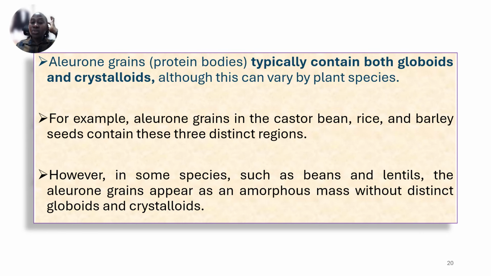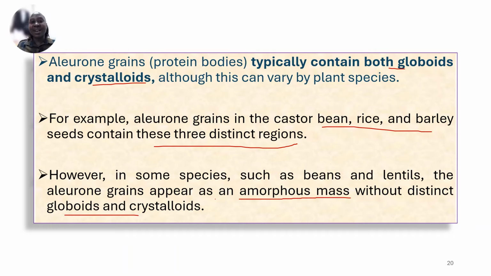So, aleurone grains typically contain both globoid and crystalloid, although this can vary by plant species. For example, aleurone grains in castor bean, rice, and barley seeds contain these 3 distinct parts. They have the globoid, they have the crystalloid, and they have the protein body, the ground matrix. However, in some species such as beans and lentils, aleurone grains appear as an amorphous mass without distinct globoids and crystalloids. So we shall see more of these as we move in part 2.